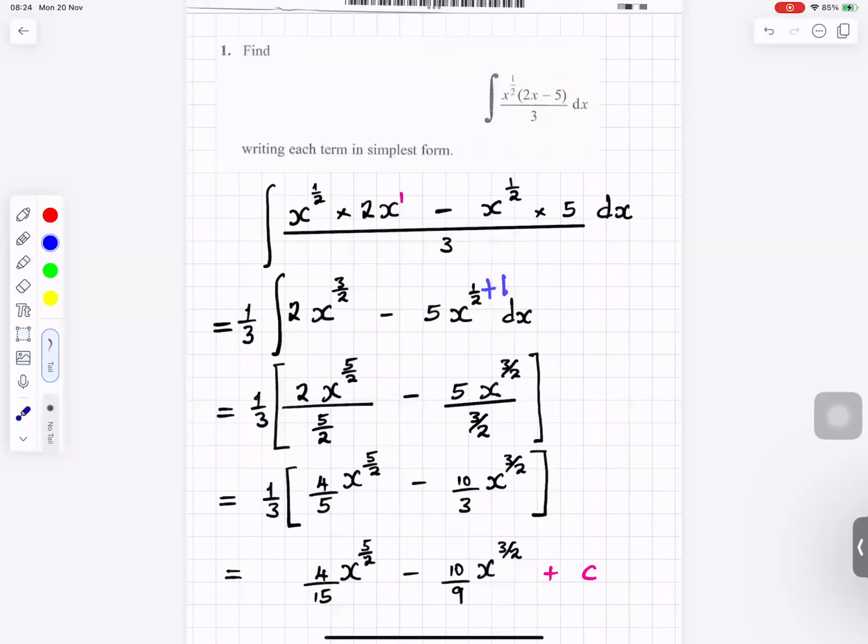Half plus 1 gives you 3 over 2, and you divide by 3 over 2. Half plus 1 is 1.5, and 1.5 is 3 over 2. So add 1 to the power, divide by the new power.